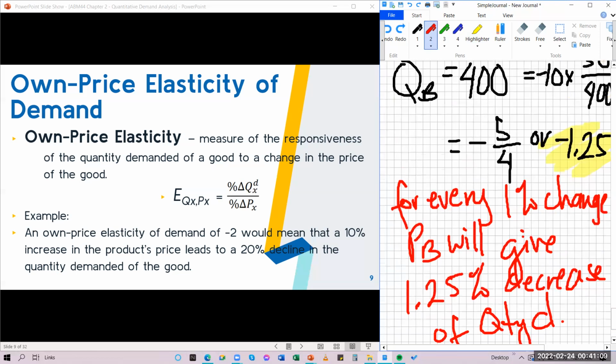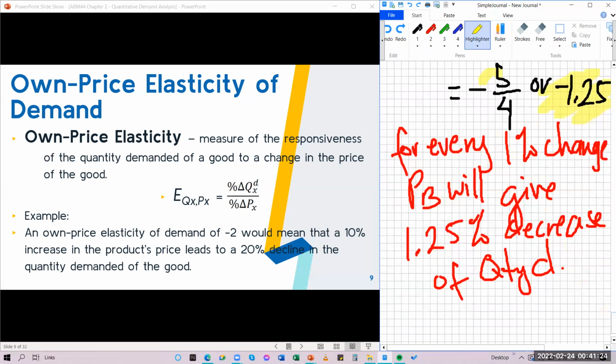Okay, so ito man siya itong example. As I said, negative siya. As you can see, it's a negative 1.25. So from there itself, negative. So for every 1% change sa price will lead to a decrease of at least 1.25% sa quantity demanded. So that is for the own price elasticity.